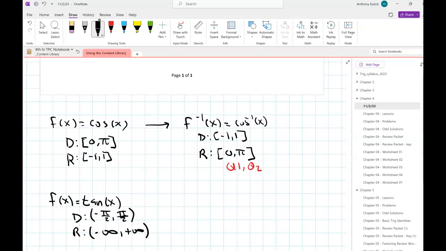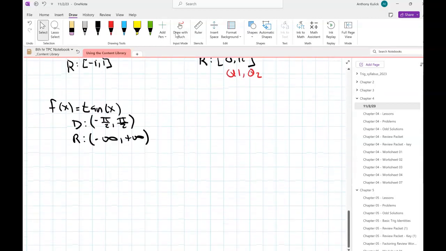But this time we have parentheses on the negative pi over 2 to positive pi over 2. What's the difference between the parenthesis and the bracket again when we write these intervals? The bracket includes the number at the end, and the parenthesis does not, right? Why did we use a parenthesis on tangent instead of a bracket?